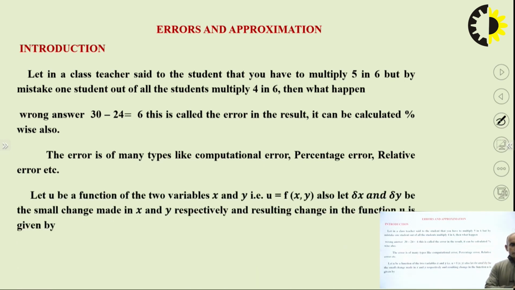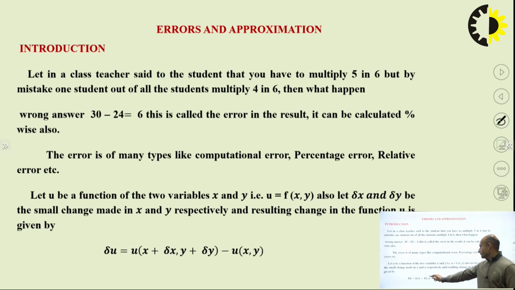Now let we have any function u, which is a function of x and y, and let delta x and delta y be the small changes made in x and y respectively, and the resulting change in the function u is given by delta u, which is the change in the value of u. So if u is a function of x, y, and the small changes in x and y are delta x and delta y, then delta u will be u(x plus delta x, y plus delta y) minus the actual value, which is u(x, y).